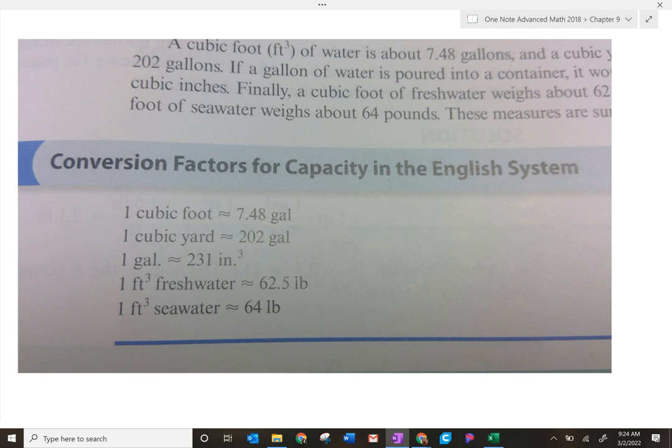Cement trucks are rated by the cubic yard of cement you get. If you're trying to figure out how much you need to pour for an entire driveway, you're going to have to figure out the cubic measurement, so how long, how wide, and how deep. That's where you're going to start getting some of these numbers from.